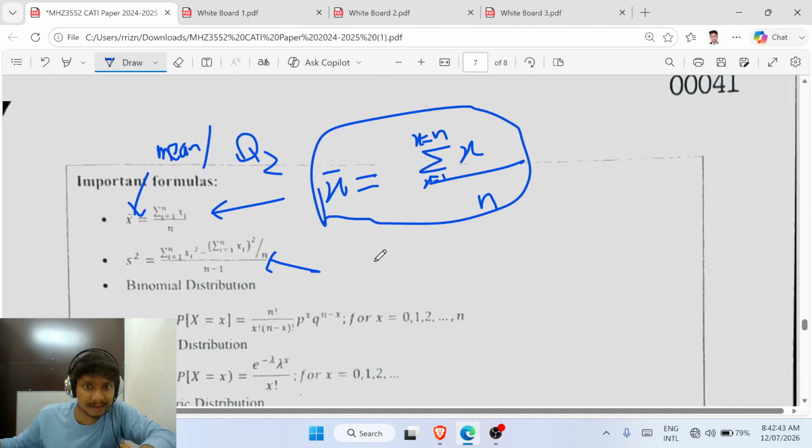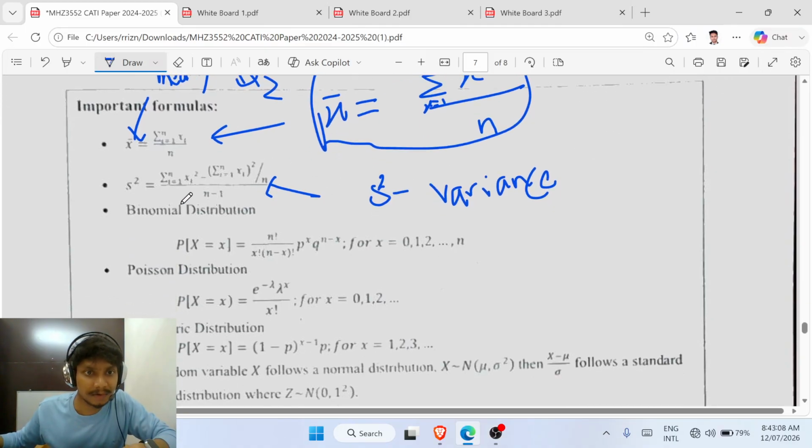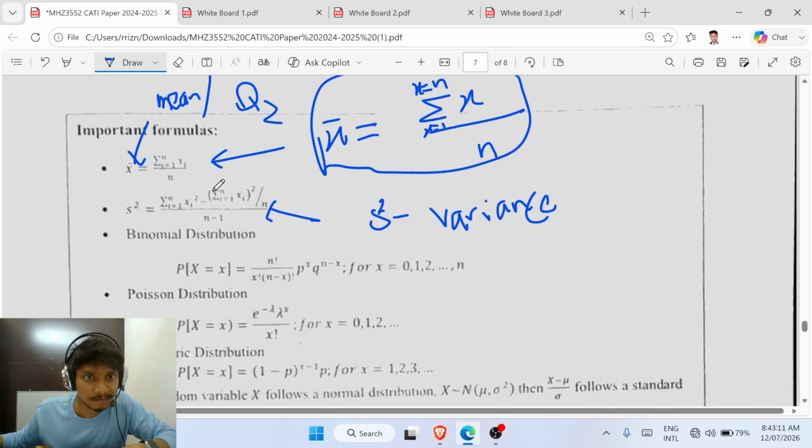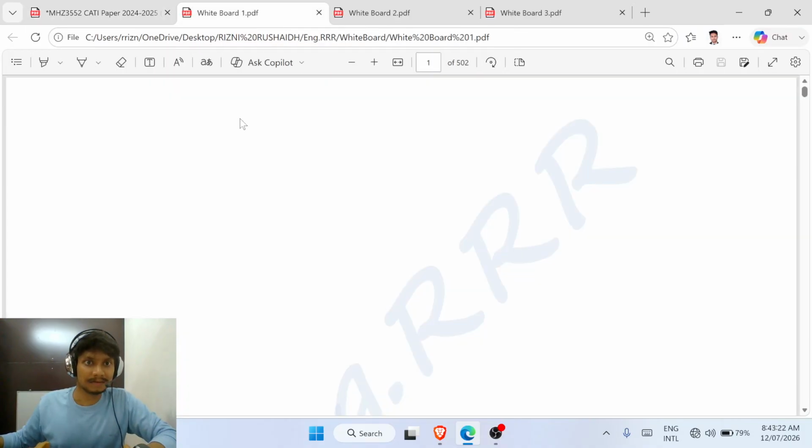This S square, what is S square? The square of S is the variance. Wait a minute. Here the PDF is not clear. What is the formula? This is S square. S square is equal to sigma x square minus sigma x whole square divided by n, all divided by n minus 1.